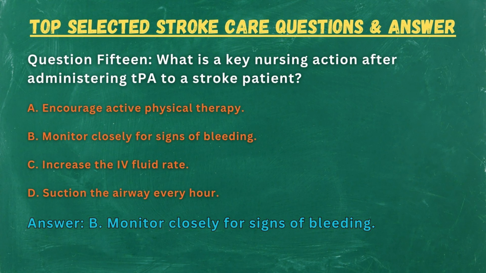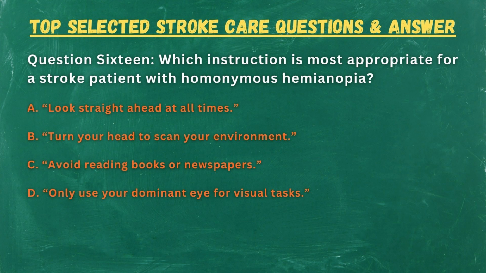Answer. B. Monitor closely for signs of bleeding. Question 16. Which instruction is most appropriate for a stroke patient with homonymous hemianopia? A. Look straight ahead at all times. B. Turn your head to scan your environment. C. Avoid reading books or newspapers. D. Only use your dominant eye for visual tasks.